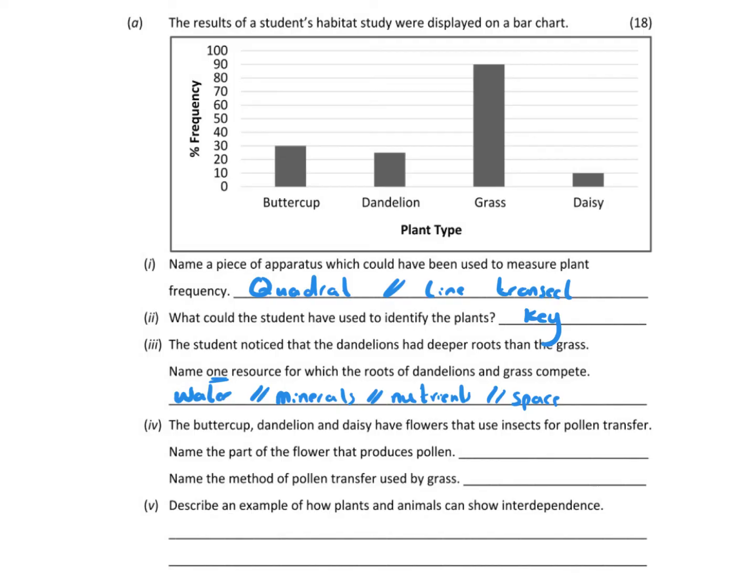Now, we're not going to have a look at the next part, because we don't need to look at that anymore. That's from the old course. But describe an example of how plants and animals can show interdependence. So any example here, what did we mention a couple of minutes ago? So bees rely on plants for pollen to make honey.